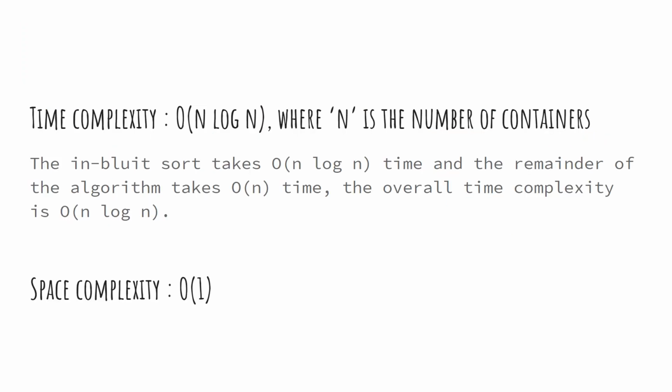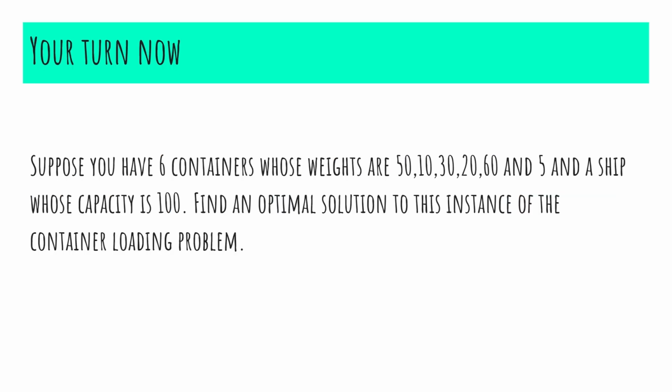If you look at the time complexity of this algorithm, it is O of n log n, where n would be the number of containers. Since we have used a built-in sort operation, it is supposed to take a time complexity of O of n log n, and the remainder of the algorithm is supposed to take O of n time. Therefore, the overall time complexity would be O of n log n, and our space complexity would be O of 1.